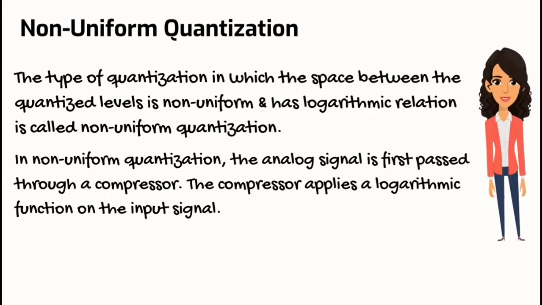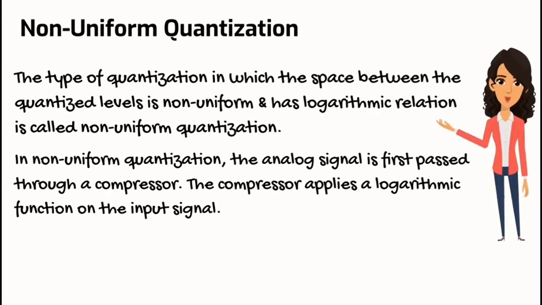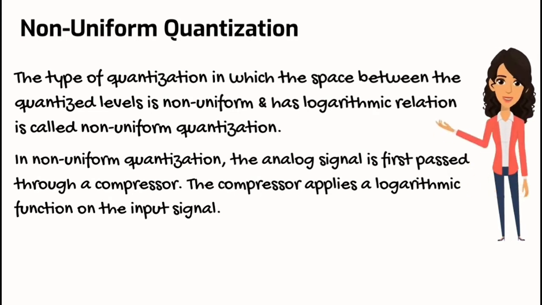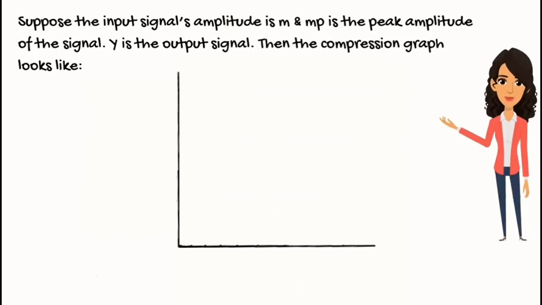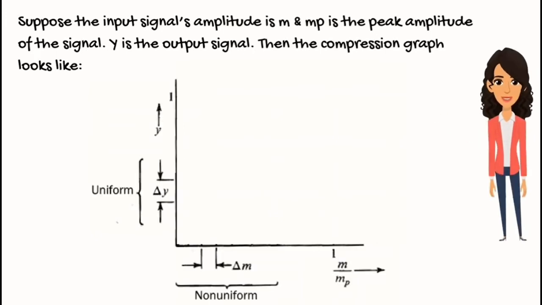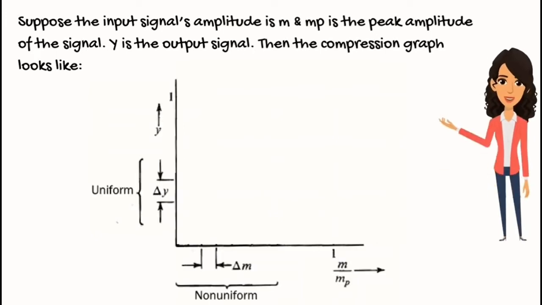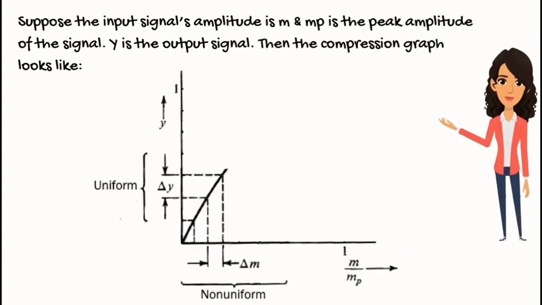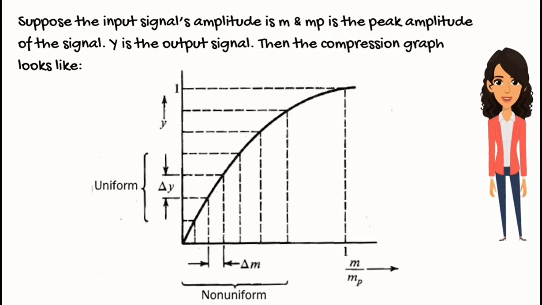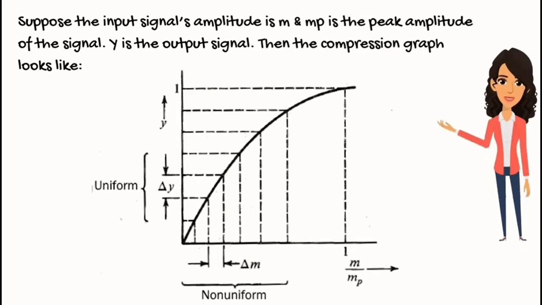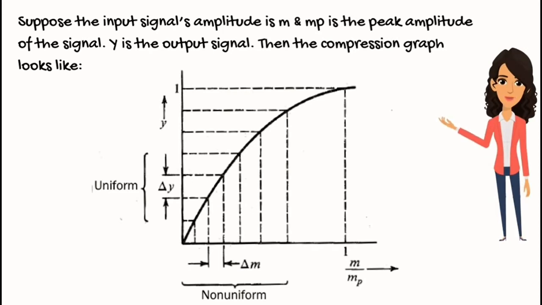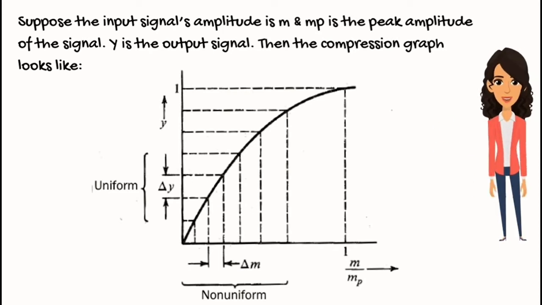In the output signal, the low amplitudes get amplified and high amplitude levels get attenuated, thus making a compressed signal. Let us consider an example. Suppose the input signal's amplitude is M and MP is the peak amplitude of the signal, Y is the output of the signal, then the compression graph looks like the below figure. As you can see from the graph, the small input levels delta M are mapped onto the bigger output levels delta Y, and the higher input levels are mapped onto the smaller output levels.